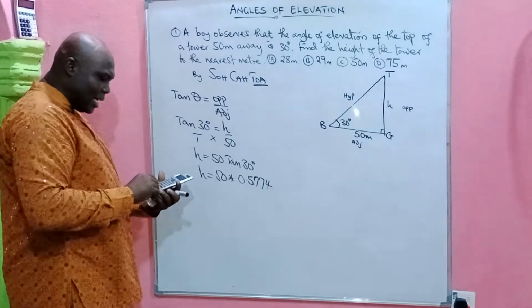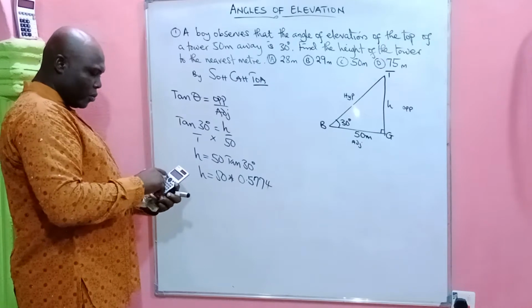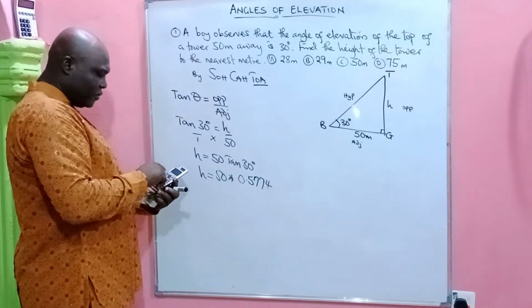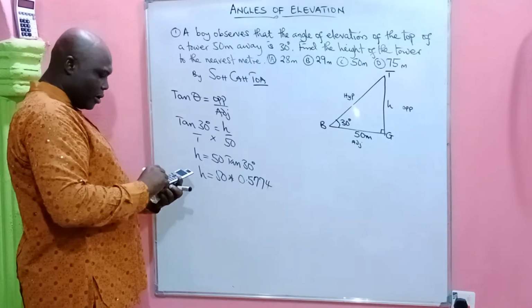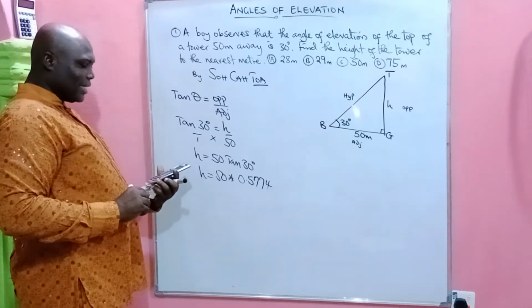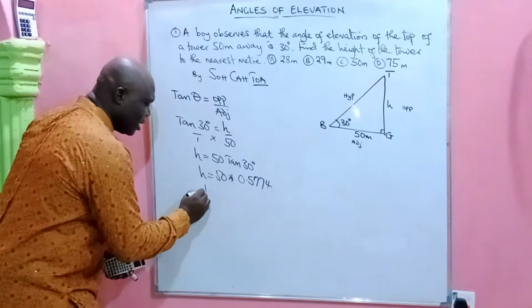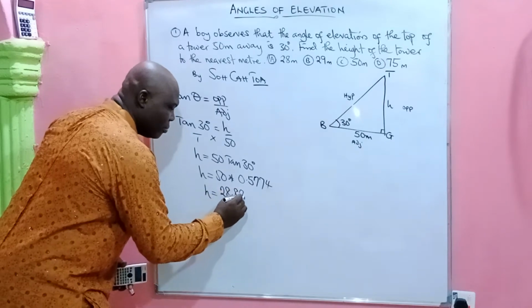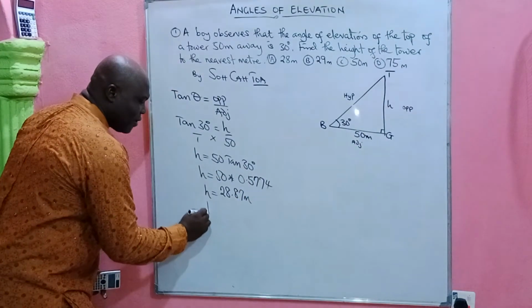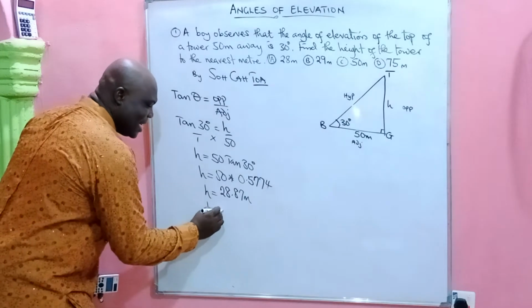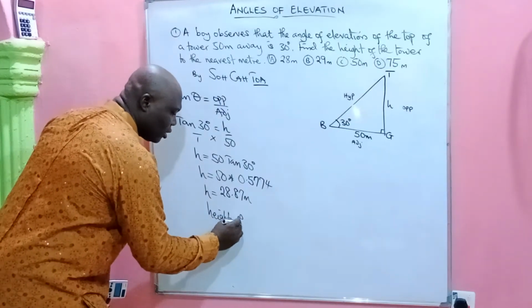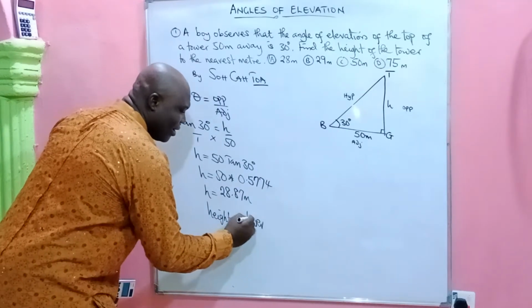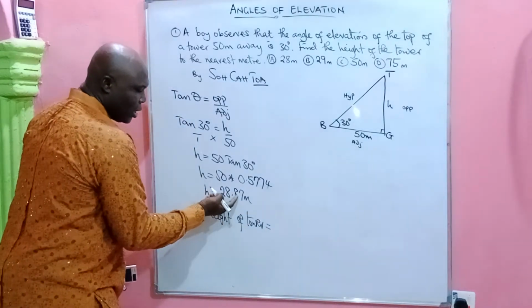So we'll multiply that by 50. So we'll have 28.8687 meters. So the height is 28.87 meters. And we'll be asked to find this height to the nearest meter. Therefore, the height of the tower to the nearest meter will be 28.87.